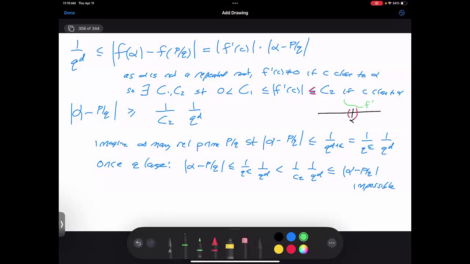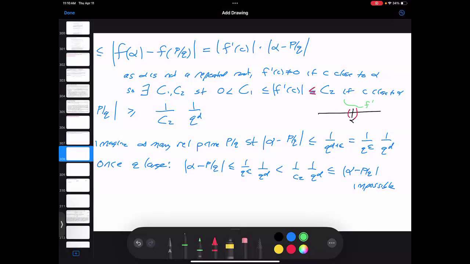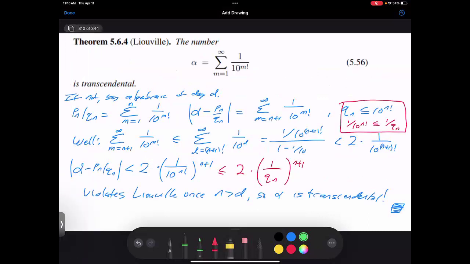We got alpha minus p over q was strictly less than alpha minus p over q. And then we used that to get Liouville's theorem to show that this number could be approximated very well by rationals, so well that it violates Liouville's theorem, so it has to be transcendental.